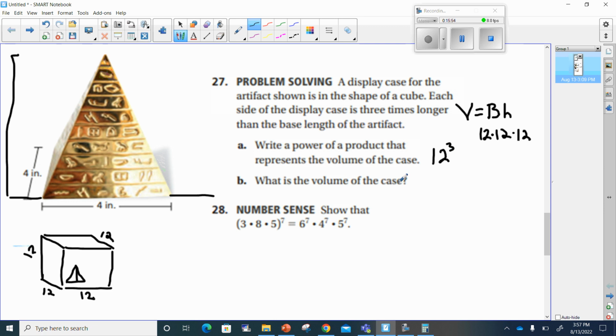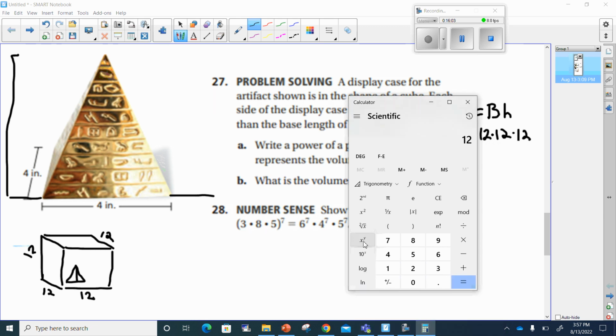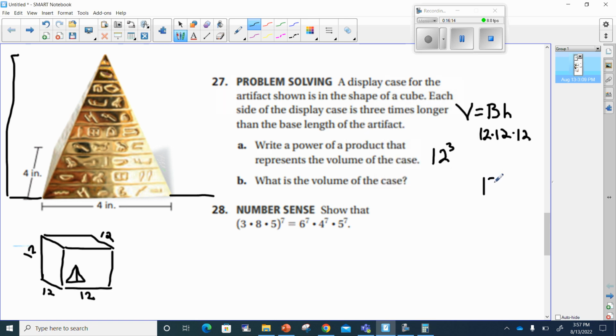What is the volume of the case? Well, that's 12 times 12 times 12, isn't it? So we'll just go 12. And we could simply take our button here on our calculator, press it, and then we'll put it to the third power, and that equals 1,728. 1,728. And when we're talking volume, remember, this is going to be cubed. So there are inches there, inches cubed.